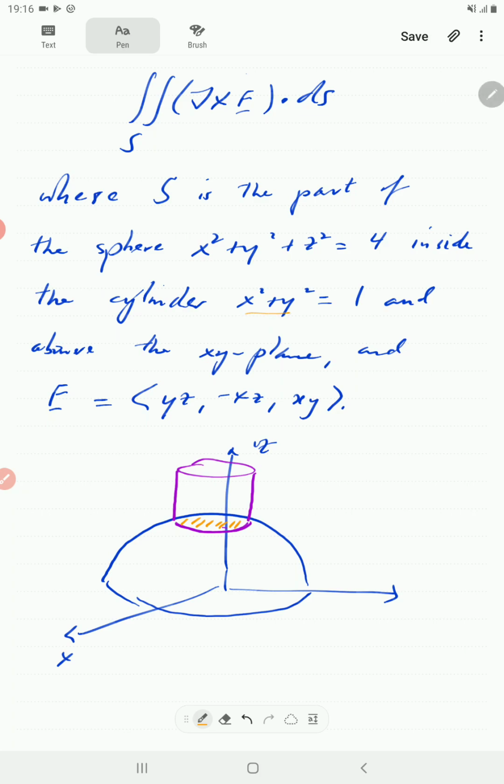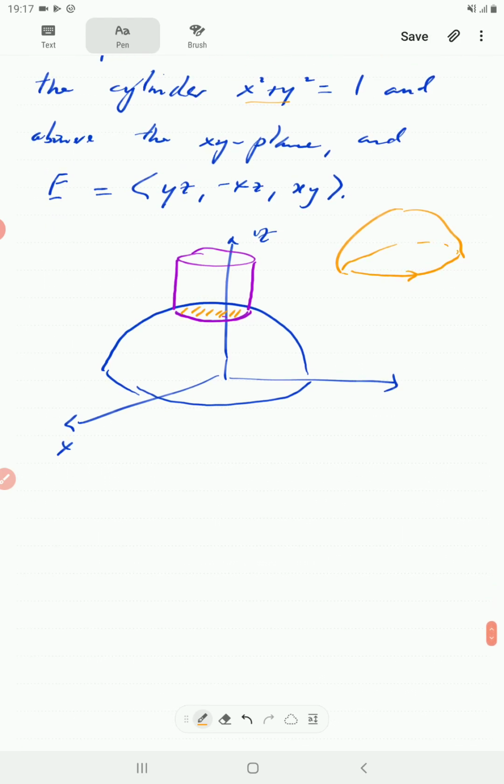If you take this and plug it here, it's going to give you z squared equals 3. So that means here z is root 3. So we've got something like this. Then that's going to be our contour at height z equals root 3. Of course, the radius is 1.